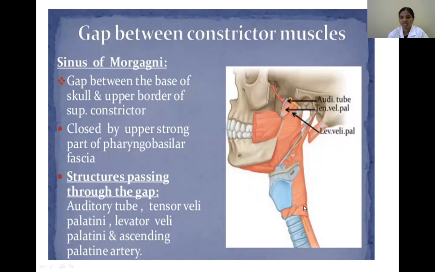Why? Because all these three constrictors reinforce the wall up to this junction. Up to this level, the lateral wall of the pharynx is made up of all the three constrictors. But below that level, the wall of the pharynx is formed only by the cricopharyngeus. There is no other constrictor muscle here. So the weakest area of the pharynx is the junction between the thyropharyngeus and cricopharyngeus. This weakest part is known as the dehiscence of Killian. Dehiscence of Killian.